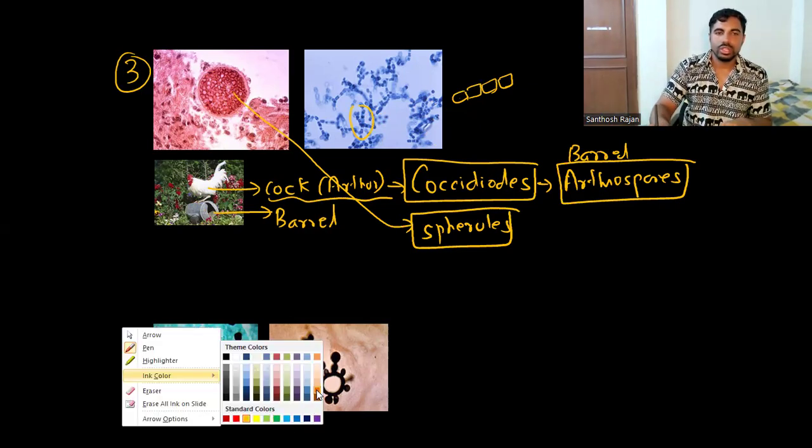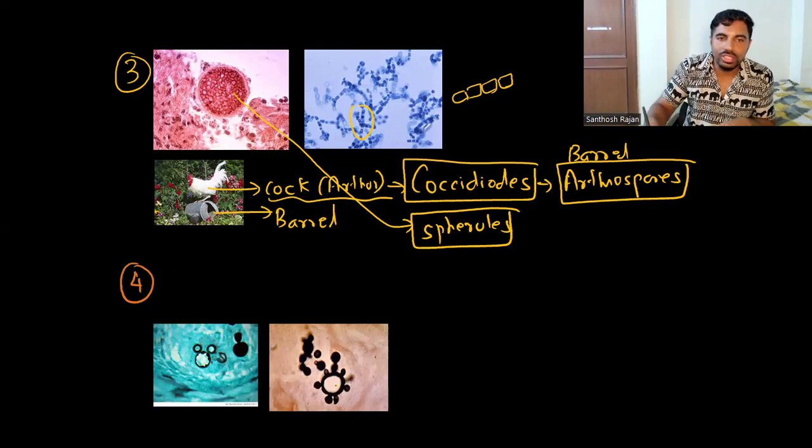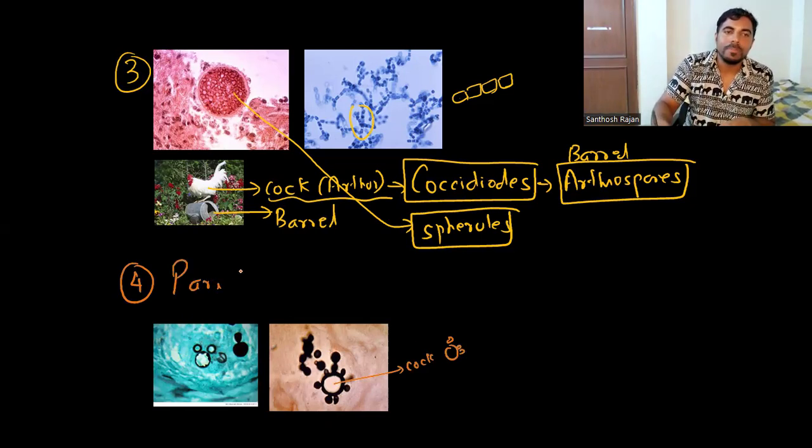Now, next question here. The fourth one: cock is over, then there's the bell. This is cock. But cock, this is a cock. On the side of the cock, if you put extra, then it becomes paracock. So this is paracoccidiosis.